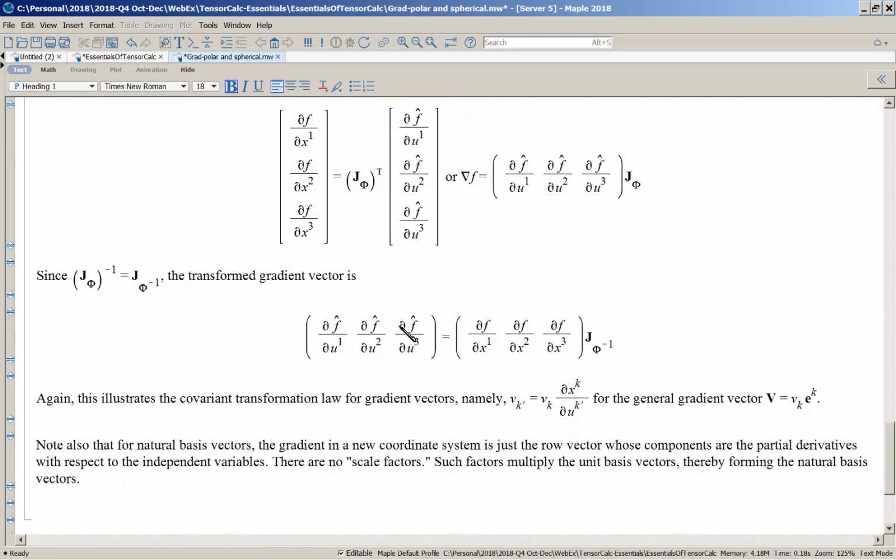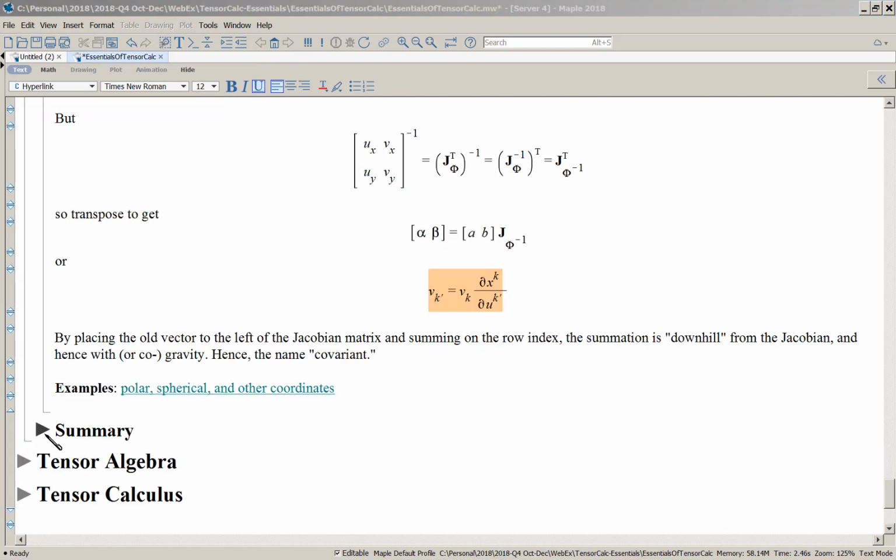Notice that when you take the gradient in the new system, no scale factors. The gradient vector is just the tuple of partial derivatives, because the scale factors are absorbed into the natural basis vectors. And that's really where they're hiding. They're hiding in the rows and columns of the Jacobian matrix. And we'll conclude this section with a brief summary.